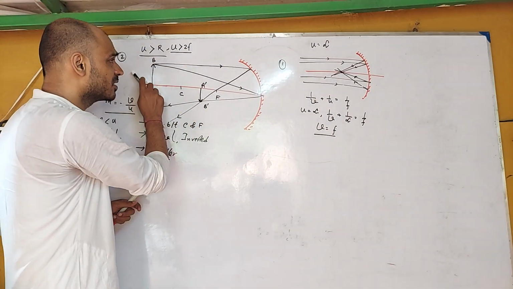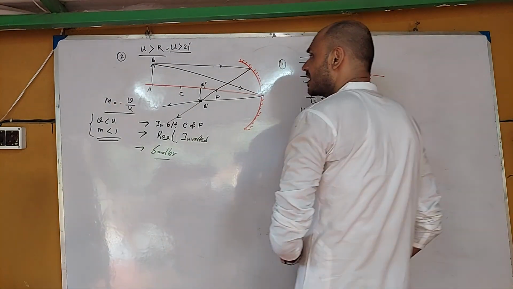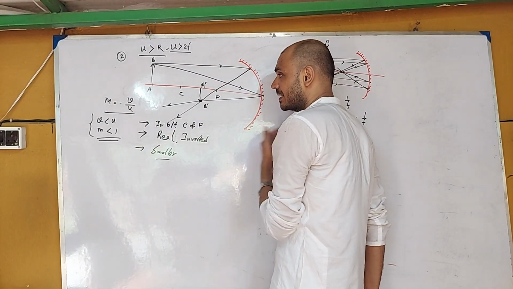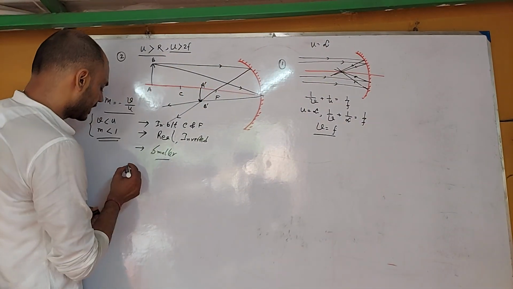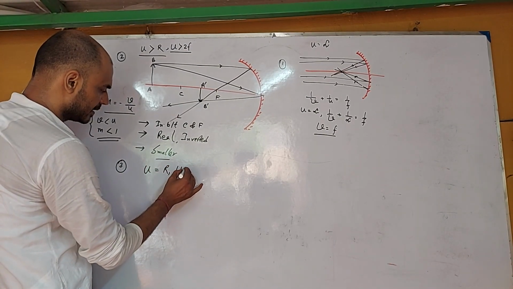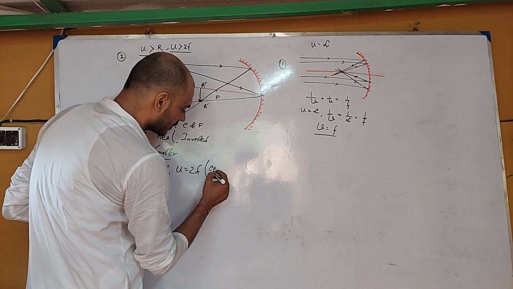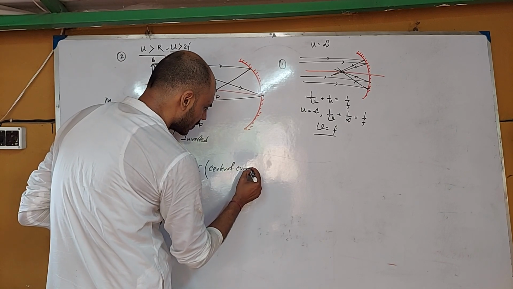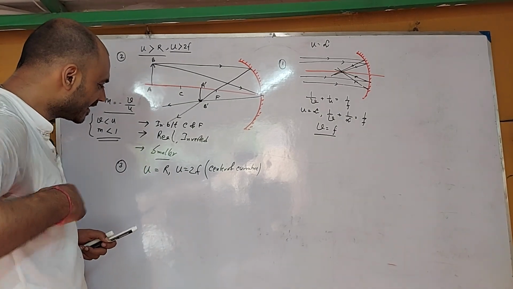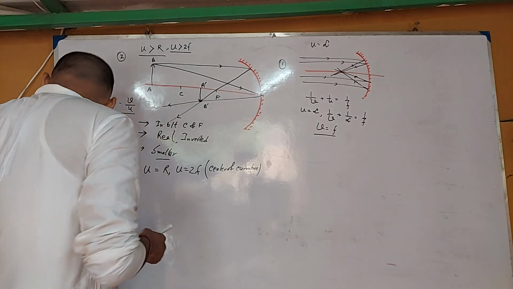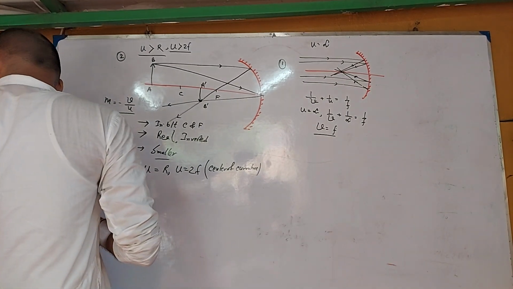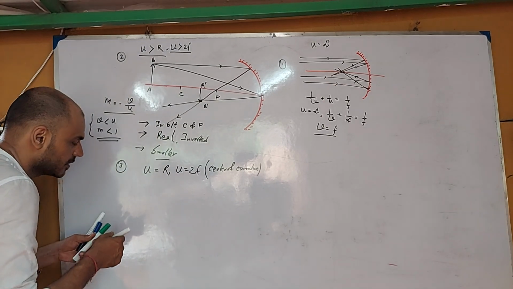Now this is our second condition. First the object is placed at infinity, then the object is placed between infinity and the radius of curvature. Now the object is going towards the mirror. Now if the position is where U is equal to R, that is U is equal to twice F, that means the center of curvature, then what is the position of the image of this object?